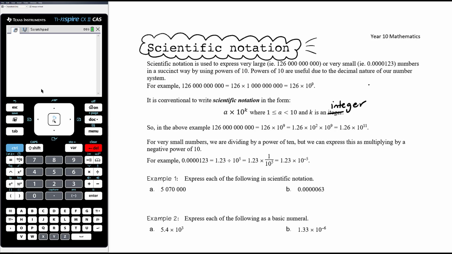So for very small numbers, we're dividing by a power of 10. Okay, so rather than dividing by a power of 10, we can express this as multiplying by a negative power of 10. Okay, so for example, 0.0000123 is 1.23 divided by 10 to the power of 5.